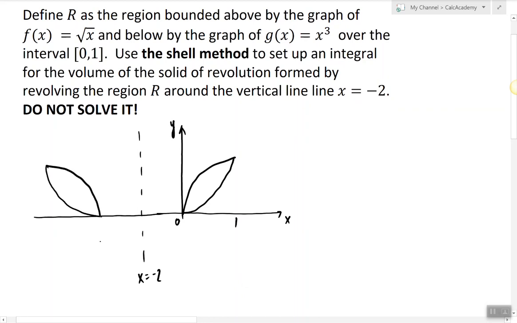this. Now, since it tells us to do it using the shell method, the shells that we will consider will be generated by the x value. So each x value on the interval from 0 to 1 will generate a shell. So we can draw an example of such a shell.